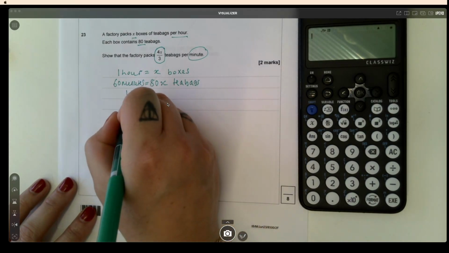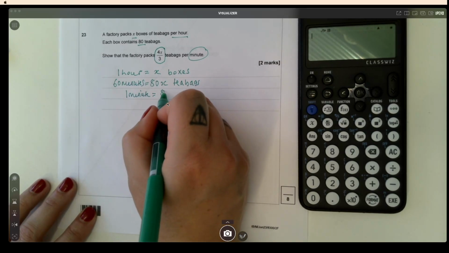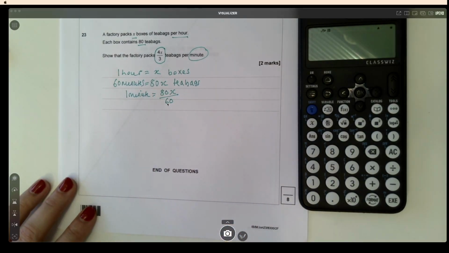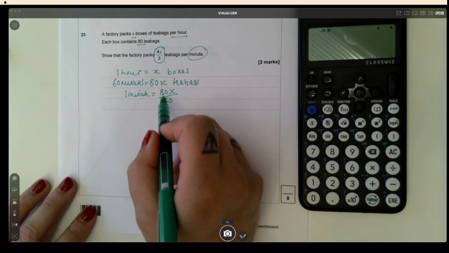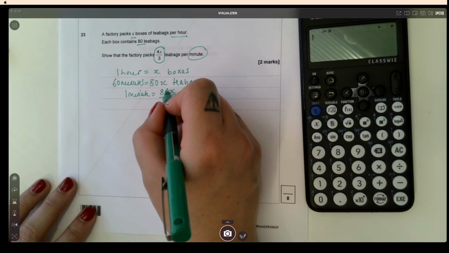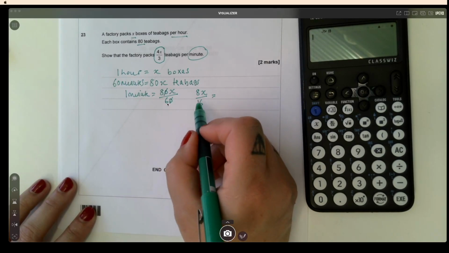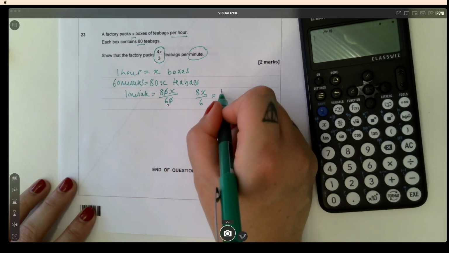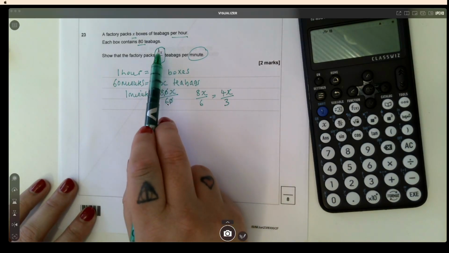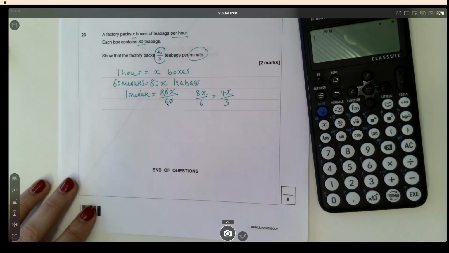So after 1 minute, which is what we're aiming for, the per minute, if we divide by 60, we have 80x over 60 tea bags. So we're going to simplify this expression now. I can divide the top and the bottom by 10. So I get 8x over 6. And then 8 and 6 can both be divided by 2, which gets me to 4x over 3. So I've shown that 4x divided by 3 tea bags per minute are packed by that factory.